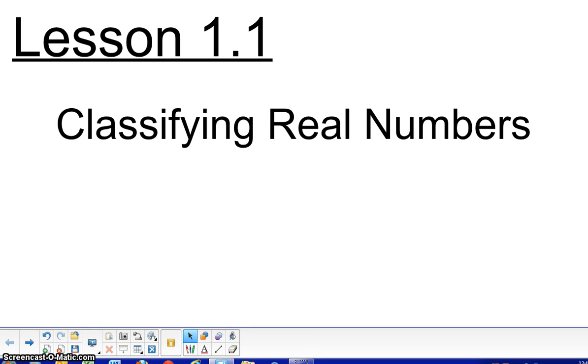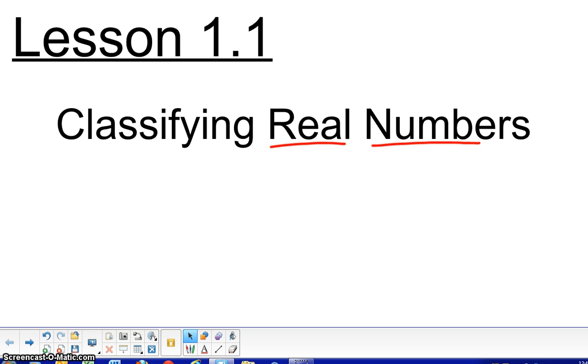In today's lesson, you will learn how to classify real numbers. It really is the most important set of numbers in algebra. Okay, so real numbers. Go ahead and write that down. Go ahead and label your notes as well, and then we'll start taking notes.